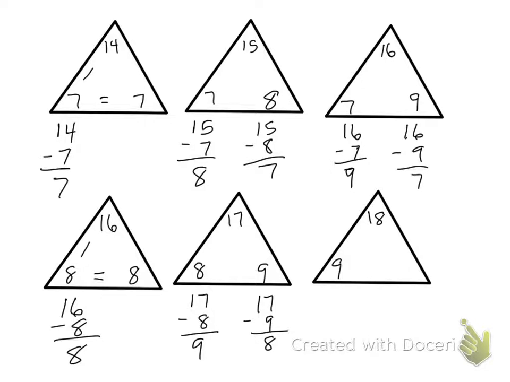So those are the 8s, and the last one is for our 9s, and the only one we haven't done is 9 plus 9. Well, 9 plus 9 equals 18, so that means that 18 minus 9 equals 9.